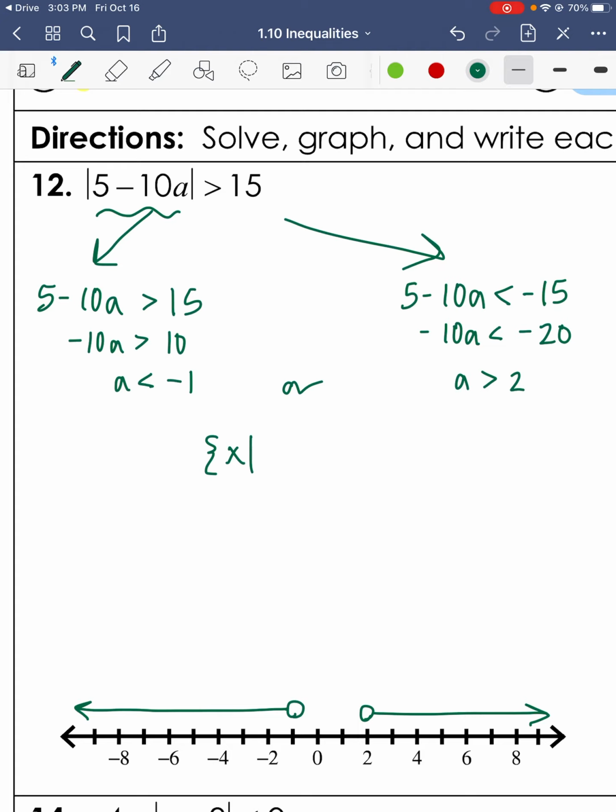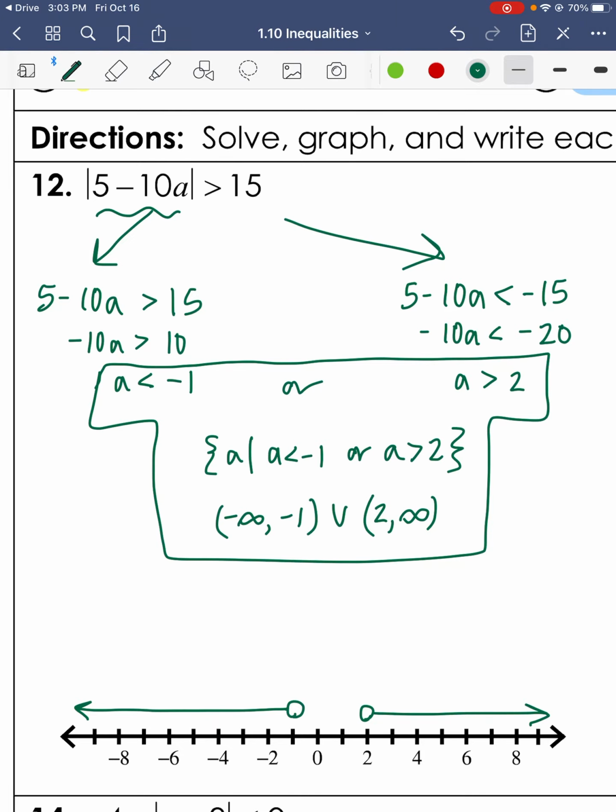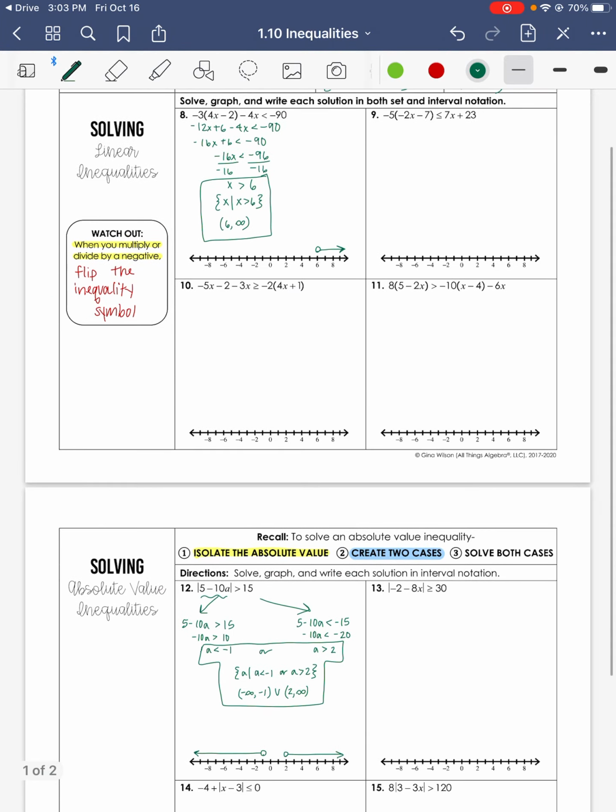Writing it in set builder notation, all values of x such that, let's back up here, all values of a, because that's our variable now, such that a is less than negative 1 or a is greater than 2. Okay, and then writing this in interval notation, we'll take the lower interval first, so negative infinity to negative 1, both parentheses, union 2 to infinity, also both parentheses. So here are our solution sets written as an inequality, in set builder notation, and in interval notation.